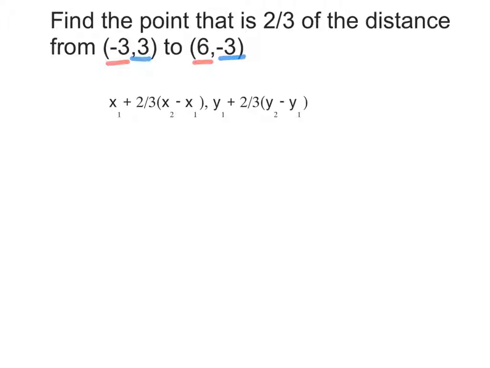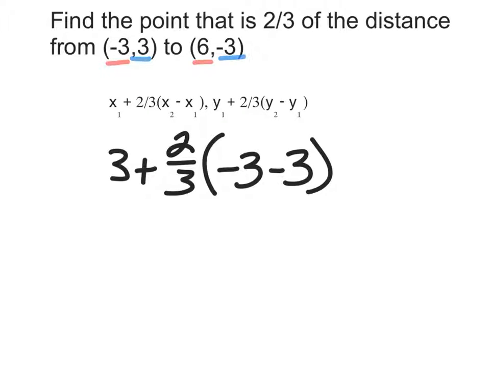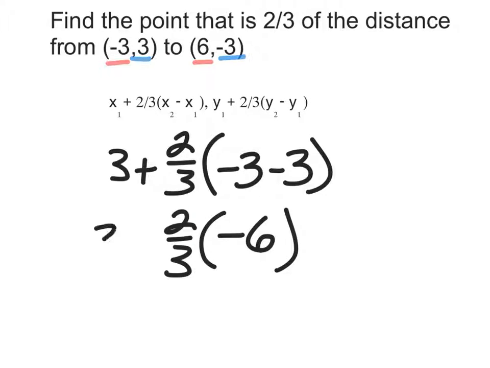Let's repeat the process for y now. y1 is 3 and y2 is -3. So we'll have 3 plus 2/3 of -3 minus 3. -3 minus 3 is -6. So we're finding 2/3 of -6.